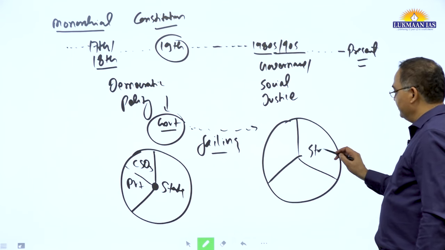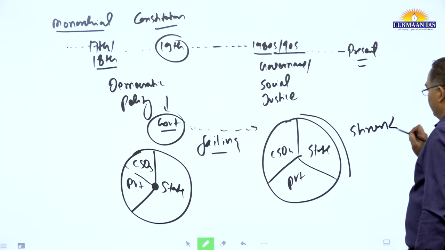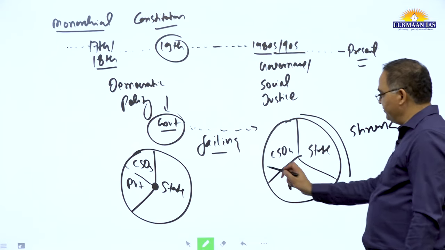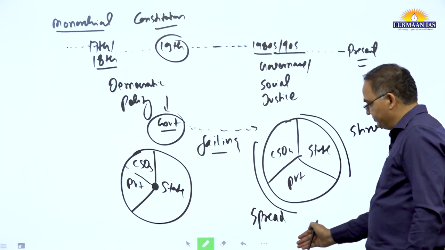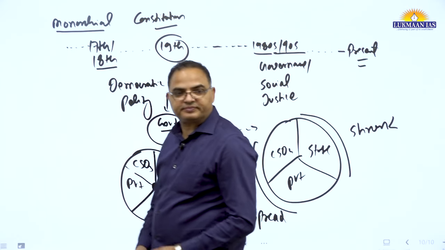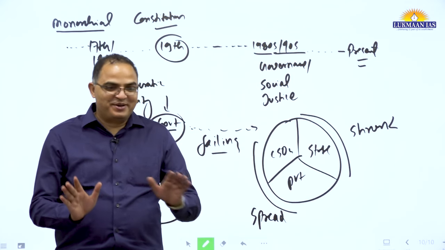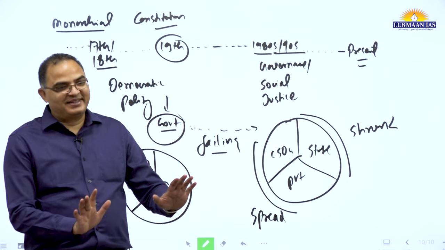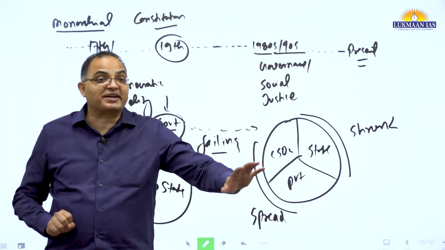Now it is state, it is private sector. So what has the state become? It has shrunk, and they have spread. Can we say that? That's why your polity syllabus has been changed, because today polity will also include other sectors.